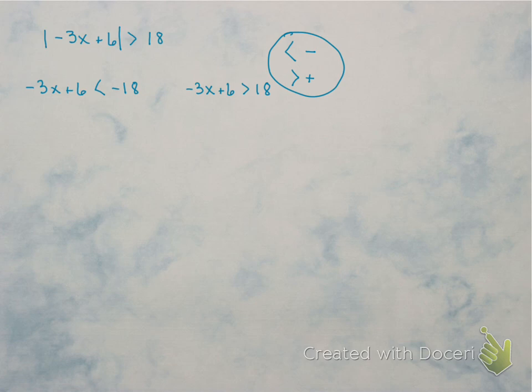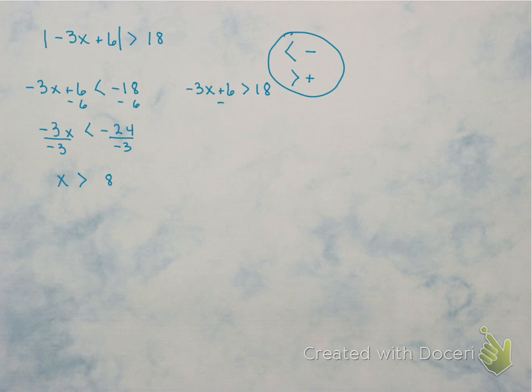And we'll solve each one of these individually. We'll subtract 6 from both sides here to get that negative 3x is less than negative 24. And we'll divide both sides by negative 3. So remember what we do when we have a negative coefficient. We switch the way that the sign is. Okay? So instead of a less than, it is now a greater than. x is greater than 8.